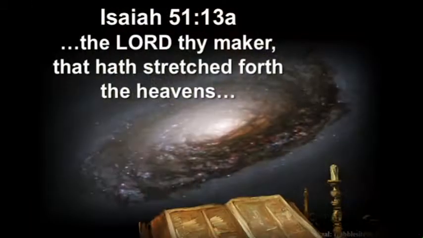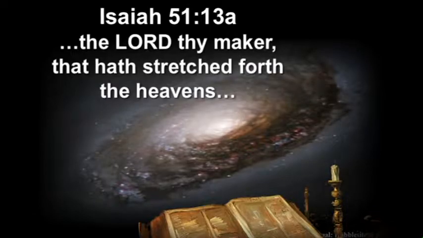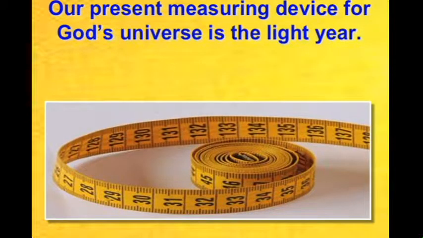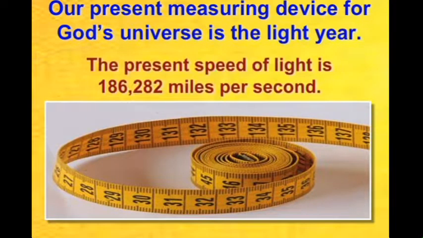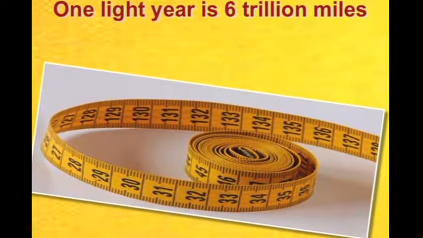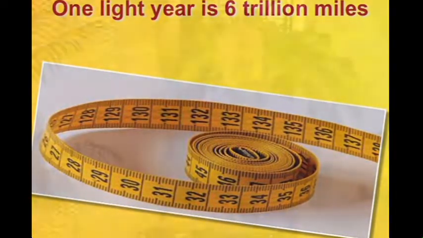We're told in Isaiah that God stretched forth the heavens. Our present measuring device for God's universe is a light year. Well, the present speed of light through our solar system is 186,282 miles per second. So a light year covers 6 trillion miles. So first of all, recognize that a light year is actually a measurement of distance, not of time.